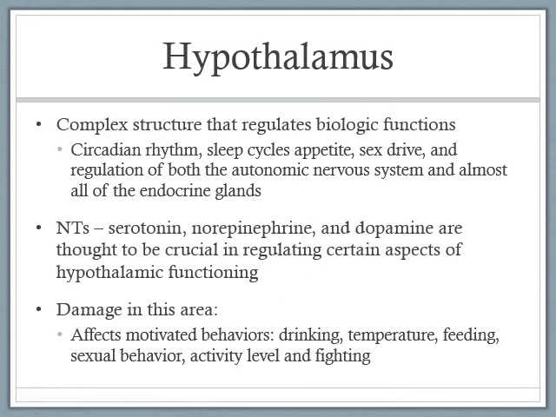So your hypothalamus, this is the primitive brain center. It is actually the size of a pea, and it is located at the base of the brain. It is the complex structure that regulates biological functions, such as circadian rhythm, sleep cycles, appetite, sex drives, and the regulation of both the autonomic nervous system and almost all of your endocrine glands.